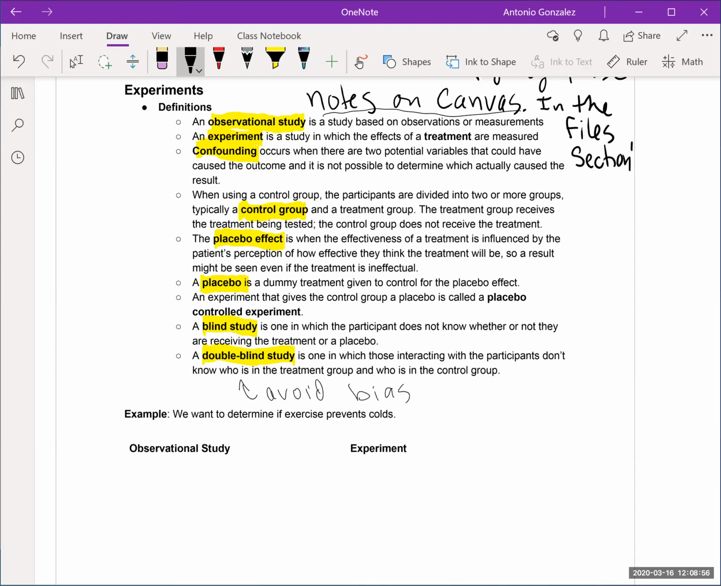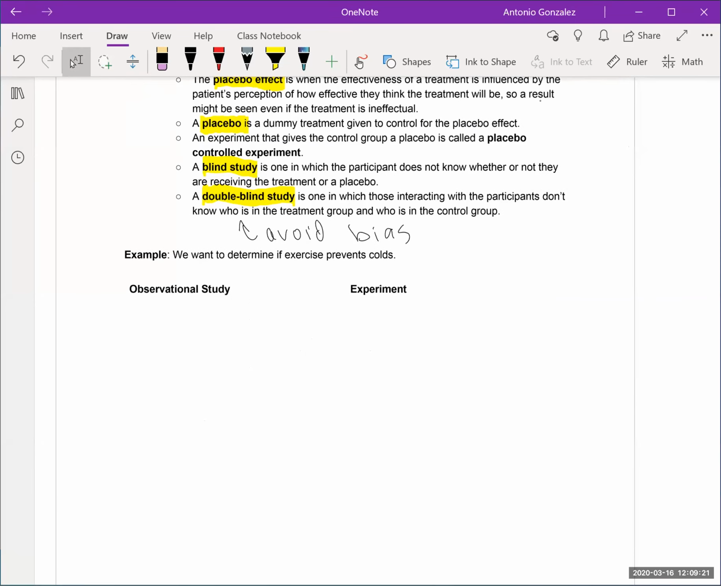So what we want to do next in this example is determine if exercise prevents colds. That's our mission. We can do this a couple of different ways. Let's break down what it would look like if I did an observational study versus an experiment.